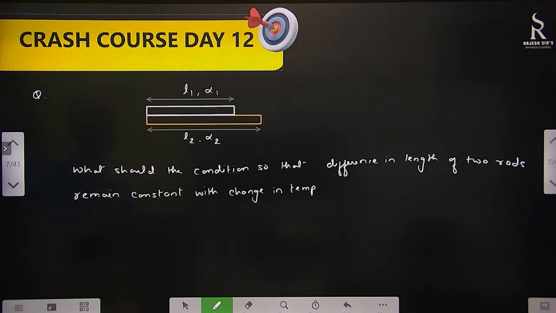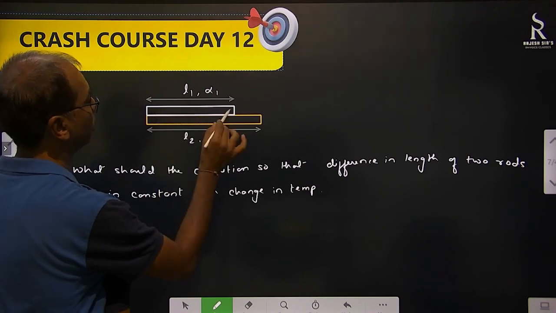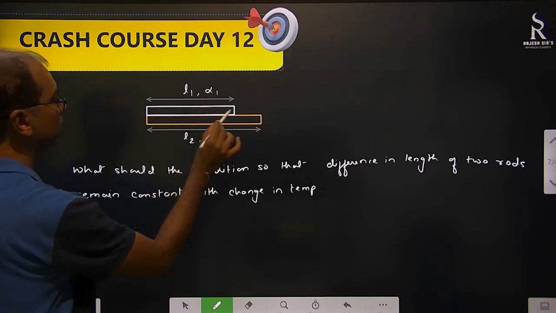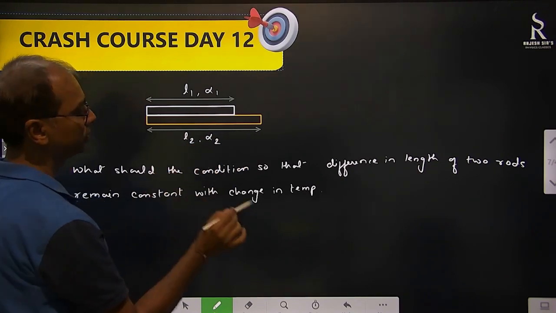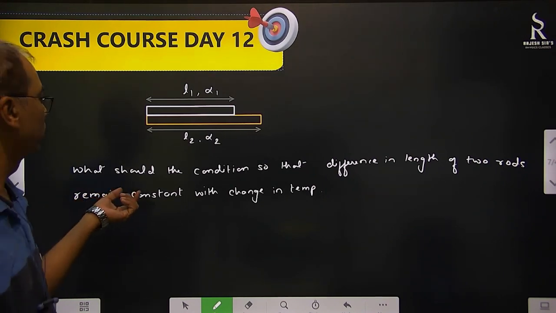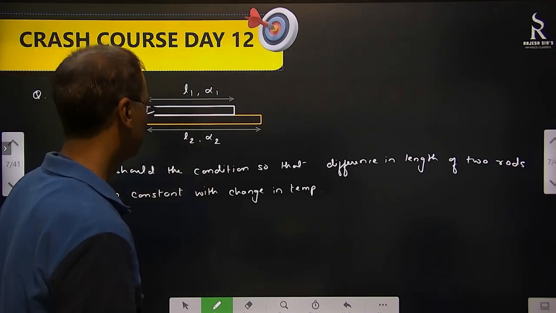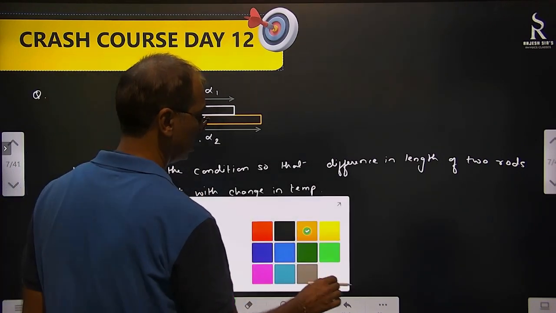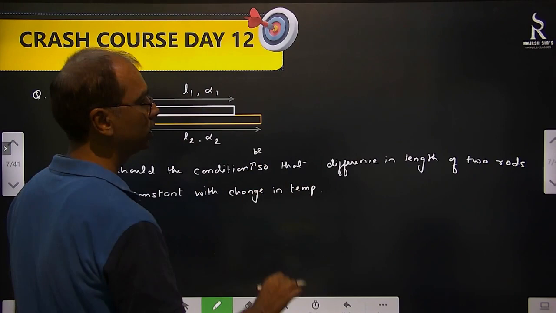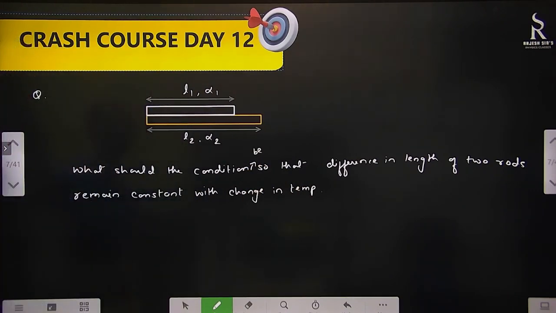Next. Two rods are there. You can see that this is the rod, its length is L1, its coefficient of linear expansion alpha 1. The other one, its length is L2 and coefficient of linear expansion alpha 2. What is it asking? What should the condition be so that the difference in length of two rods remains constant with change in temperature?